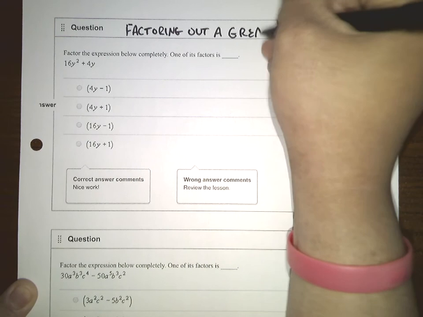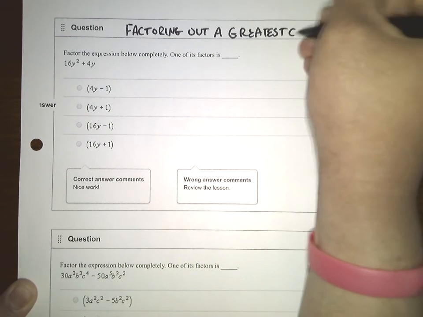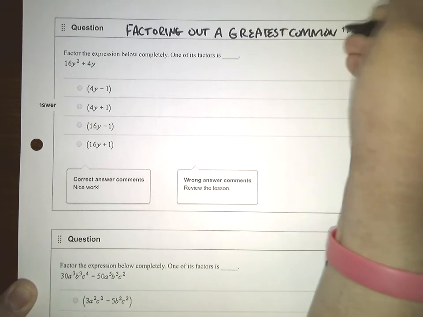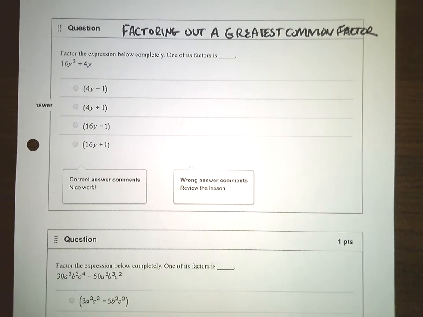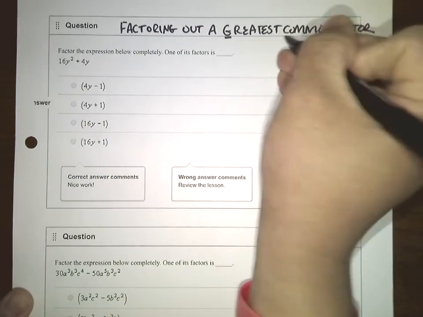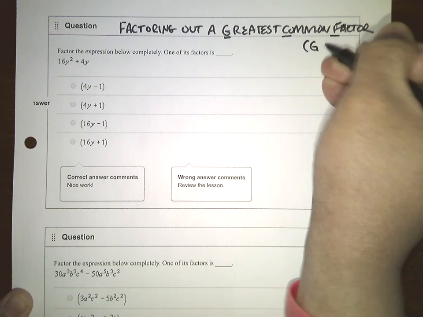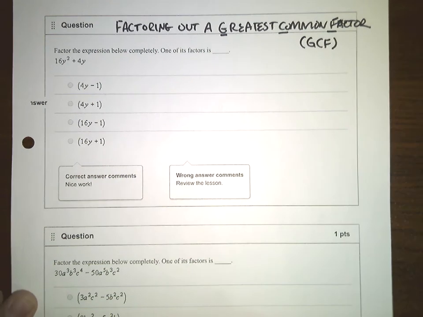This video is about factoring out a greatest common factor. Sometimes we call the greatest common factor the GCF. GCF for greatest common factor.